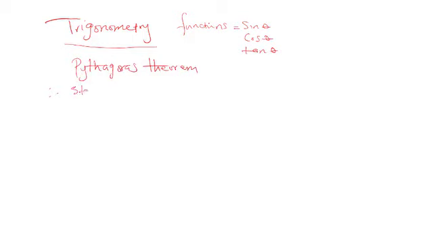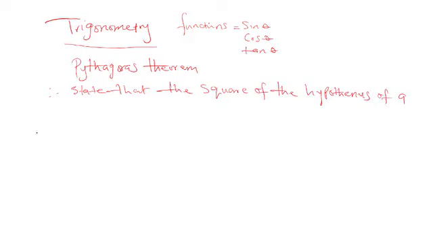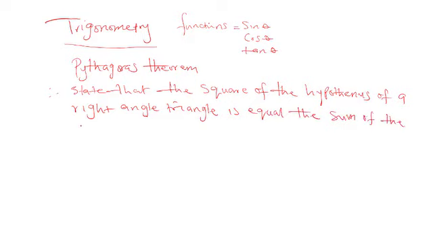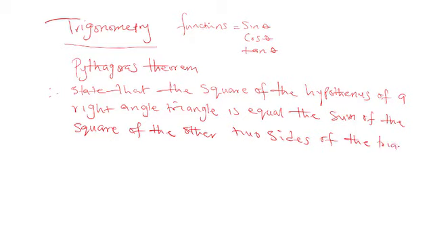The Pythagoras theorem states that the square of the hypotenuse of a right angle triangle is equal to the sum of the squares of the other two sides of the triangle. Now we have to explain this using a right angle triangle.